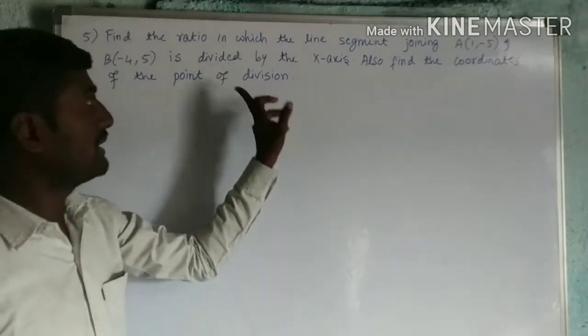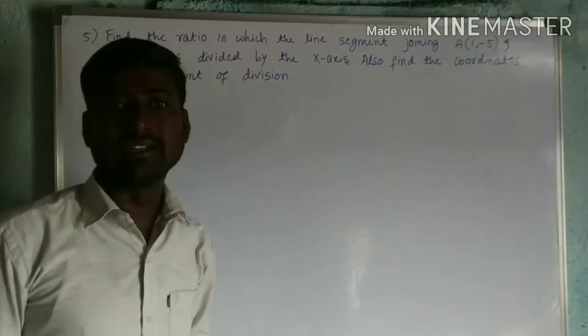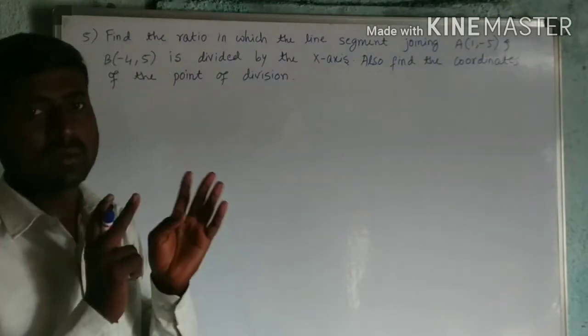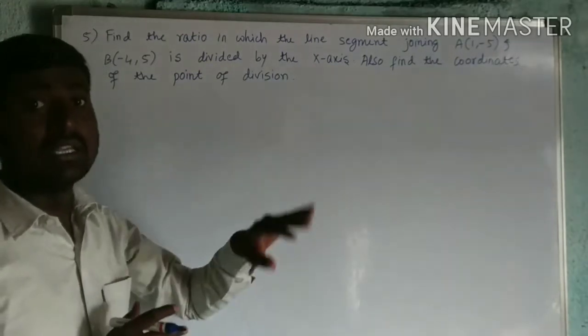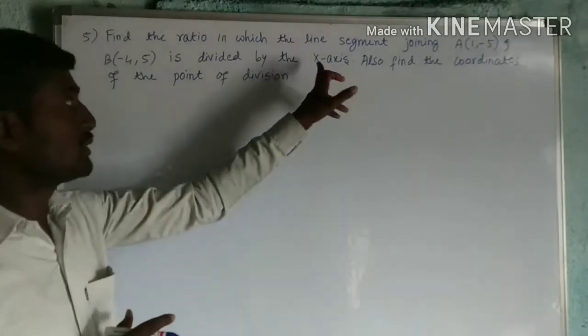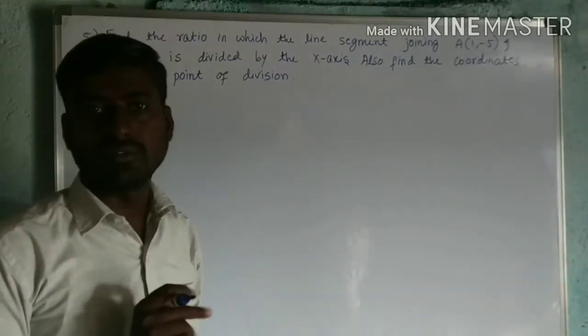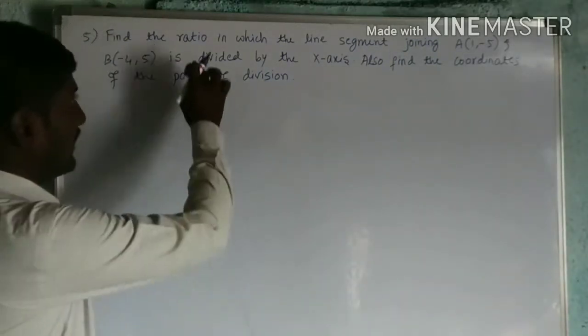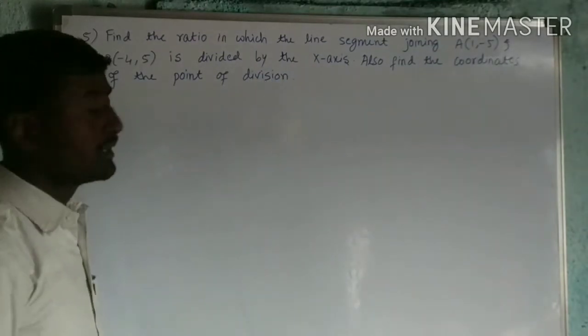So we have to find the point on the x-axis which divides the line segment AB. We have to find the coordinates of the point on the x-axis and also in which ratio that point divides the line segment AB. First we shall find the ratio, then after you can think about the point.